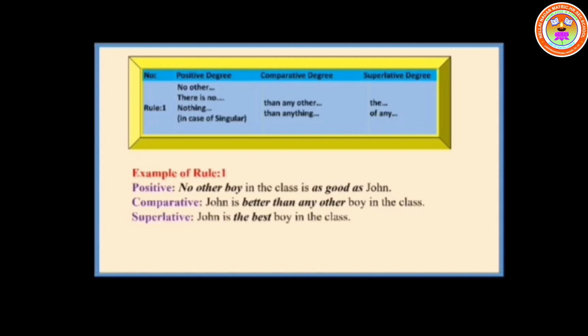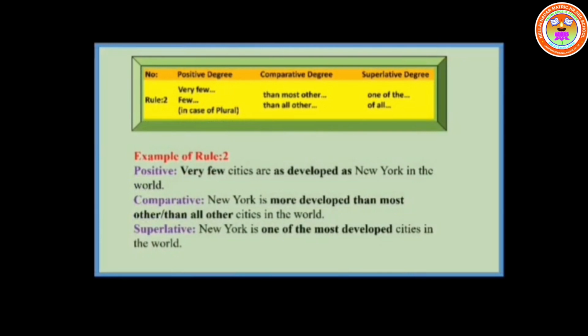Now you will be understanding the rules. Here also, "very few" or "few" will be coming in case of plurals. When it is transformed to comparative degree, it will be transformed like this: "than most other" or "than all other". And in the superlative degree, "one of the" or "of all". See the examples down, you will understand it better now.